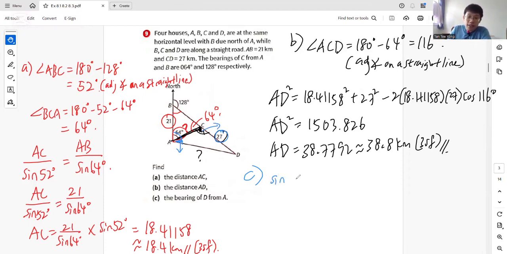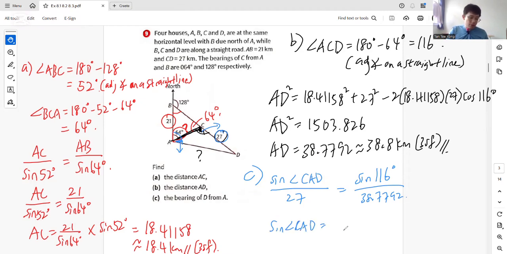So sine angle CAD over 27 equals sine 116 degrees over AD, which is 38.7792. I hope you understand why I'm using the sine rule here. If not, I can explain as well. So then we will work out that sine angle CAD is equal to sine 116 degrees over 38.7792 times 27.